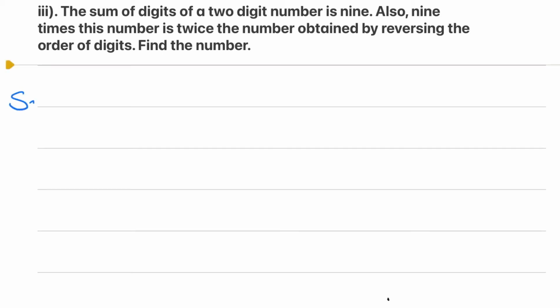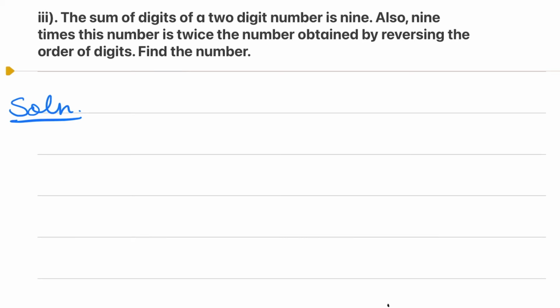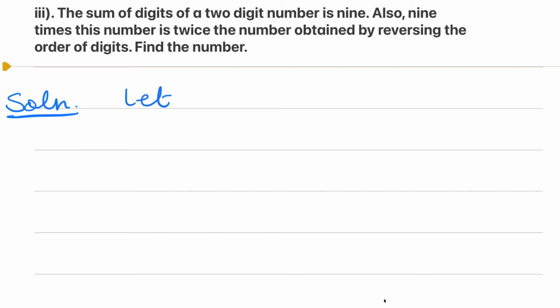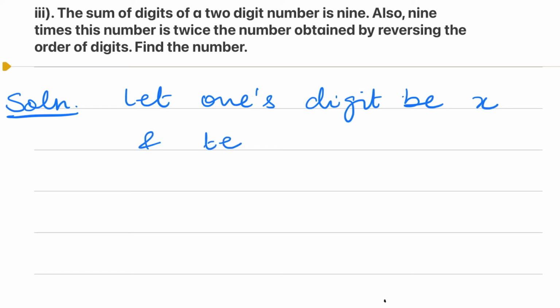Third part, we have the sum of digits of a 2-digit number is 9. Also, 9 times this number is twice the number obtained by reversing the order of digits. Find the number. So let ones digit or units digit be x and tens digit be y.